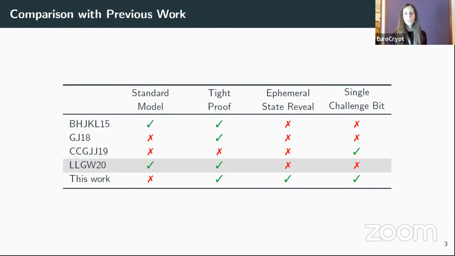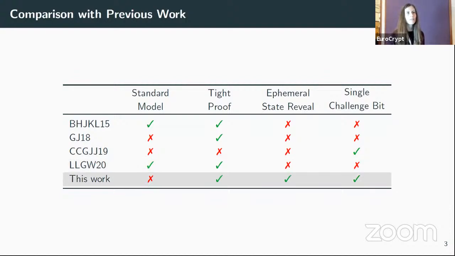Then last year at Asiacrypt, Liu et al. focused again on standard model AKE, but they switched back to this multi-challenge bit model. And now our work analyzes two AKE protocols in the random oracle model. We have a tight proof in this more useful single challenge bit model. In addition to that, we also look at a slightly stronger model where we allow ephemeral state reveals.